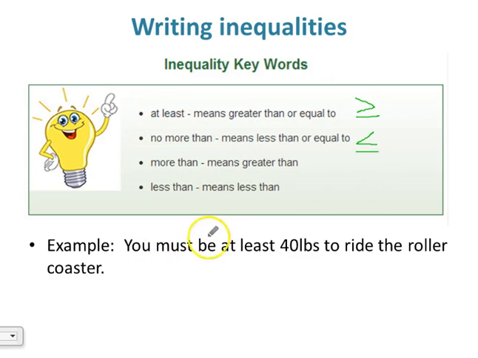So for example, you must be at least 40 pounds to ride on a roller coaster. So we would say at least. That means that somebody would have to be greater than or equal to 40 pounds. They could be 40 pounds, they could be 40.5, they could be 42, but they have to be at least 40 pounds. So that's the inequality that we would use.